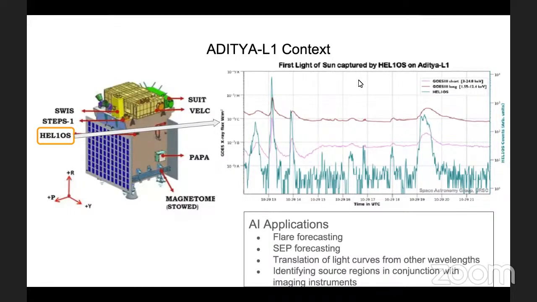HEL1OS. And this is a result from HEL1OS, which is showing you, the green ones are showing you the X-ray flux. And as I indicated, it's integrated flux in a certain energy band. And it is showing comparison with those, the best possible NASA satellite, GOES, which looks at again the total solar flux. And these spikes indicate the flares. And it appears that we have pretty good temporal coverage.